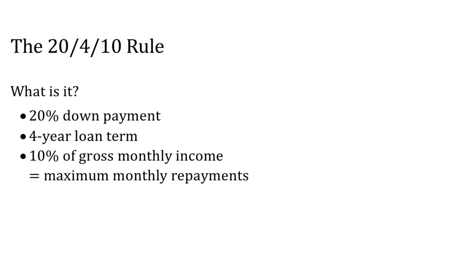Before we begin, I'm going to explain what it actually is. So essentially, 20 just refers to the percentage of the car purchase price that your down payment is going to be. 4 refers to the 4-year loan term, and 10 refers to 10% of your gross monthly income, which should be your maximum monthly repayments.